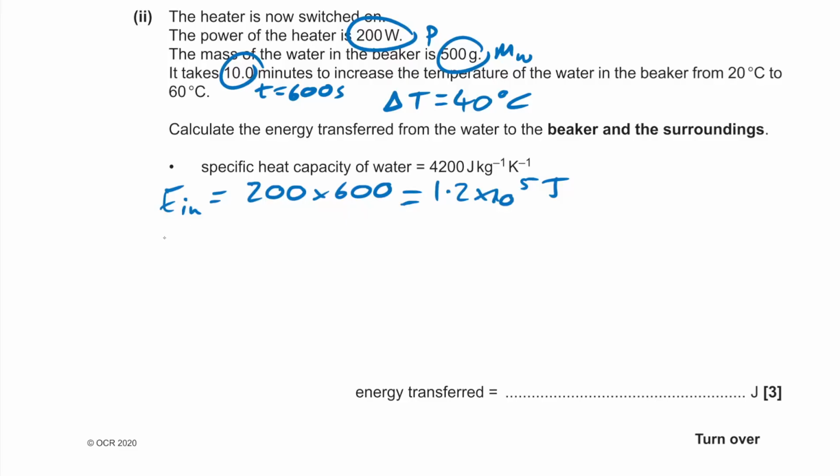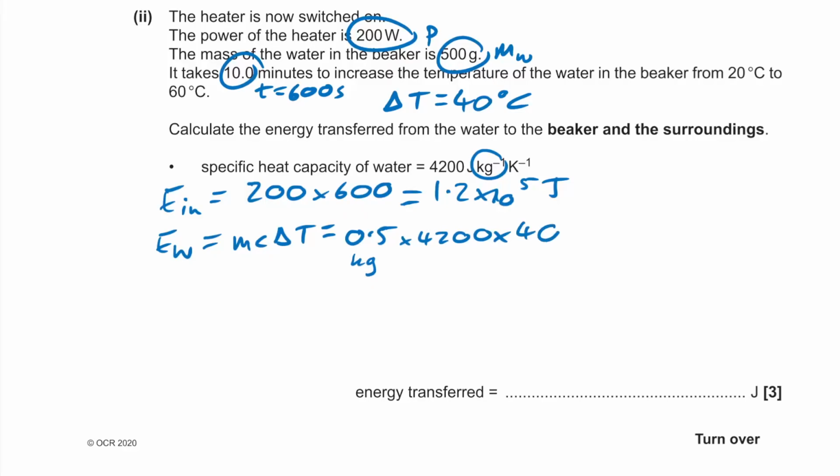So energy of the water, we're going to use mc delta T or delta theta. I know delta T, so 500 grams, we're going to say 0.5 kilograms, times that by the SHC 4,200, times that by our temperature change of 40. I don't think I need a calculator to do this, do I? So basically 4,200 times 20, so it's going to end up being 8.4 times 10 to the 4 joules.